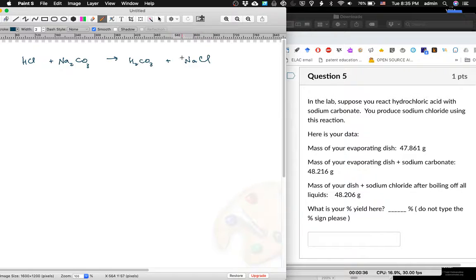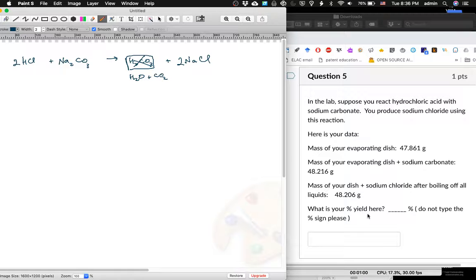Okay, I will balance it. But you see this? H2CO3? Of course, that disappears because it's aqueous, and you get water and carbon dioxide instead. Right, so now it is balanced. Now I can do the problem.